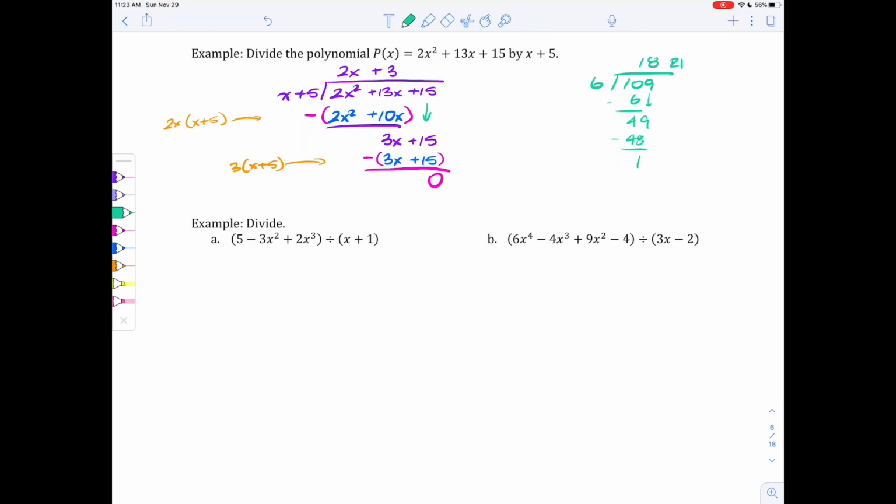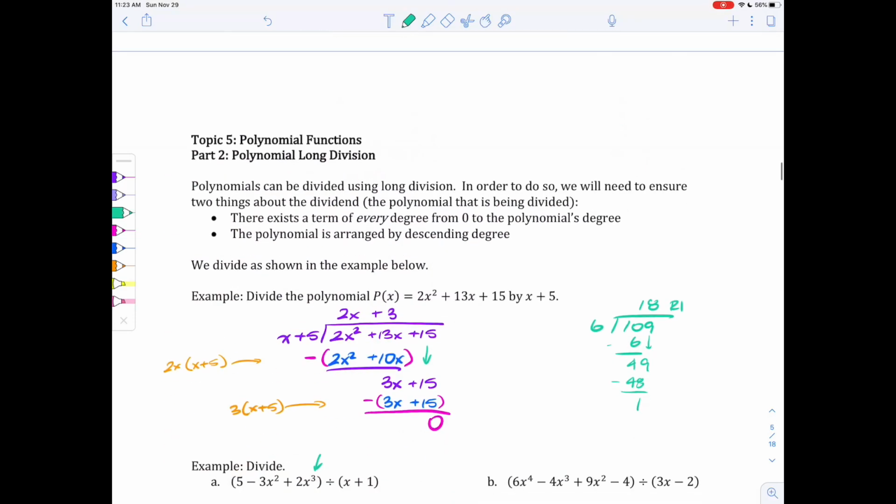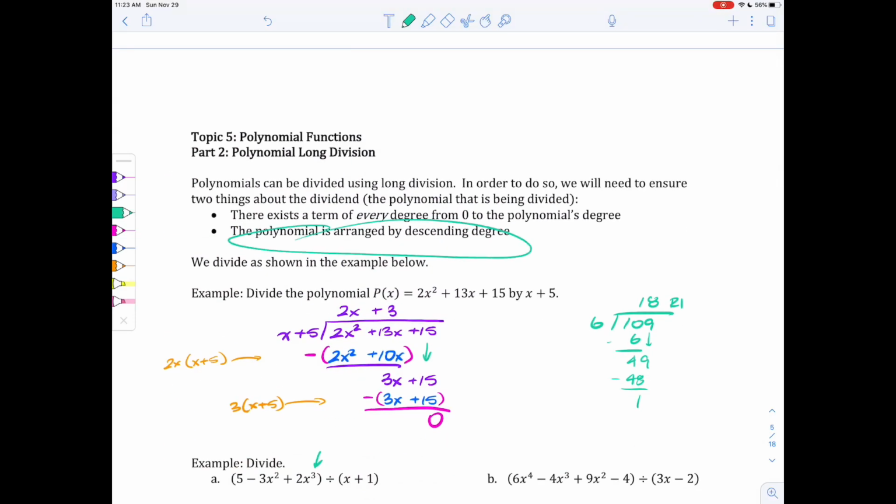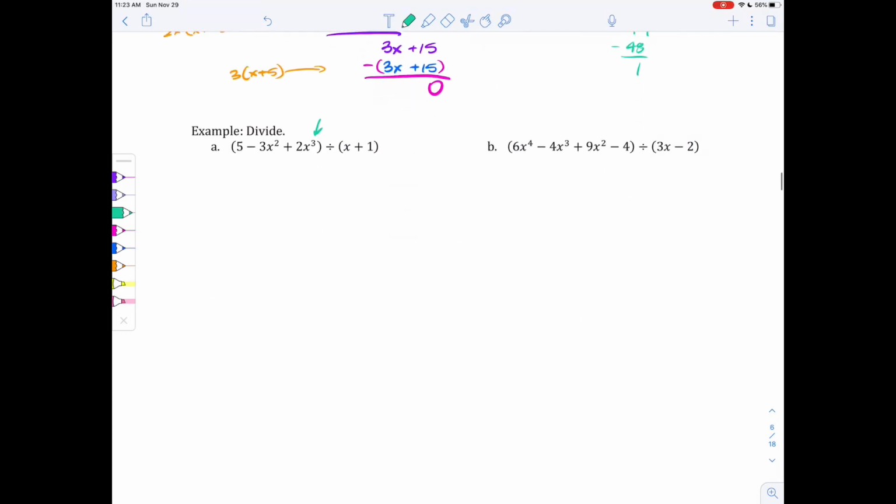Funky thing about this next one, even though it's degree 3, that highest degree term isn't first, and that violates this rule over here. So we need to make sure that this thing is arranged and that there's a term of every degree. So when we plunk this thing into our little dividey bars, we know our highest degree term is 2x cubed.